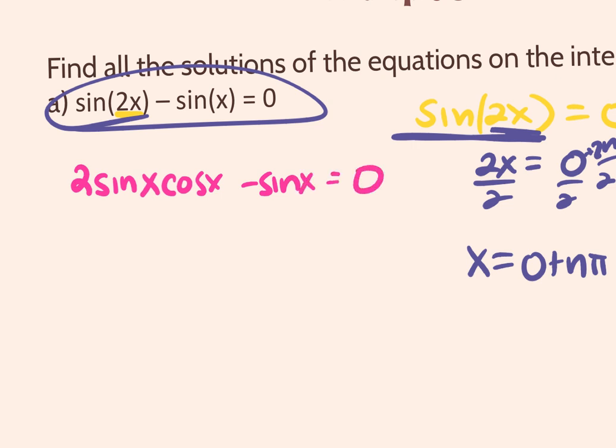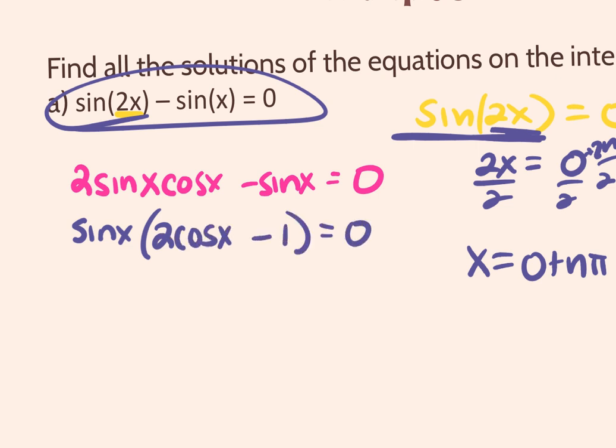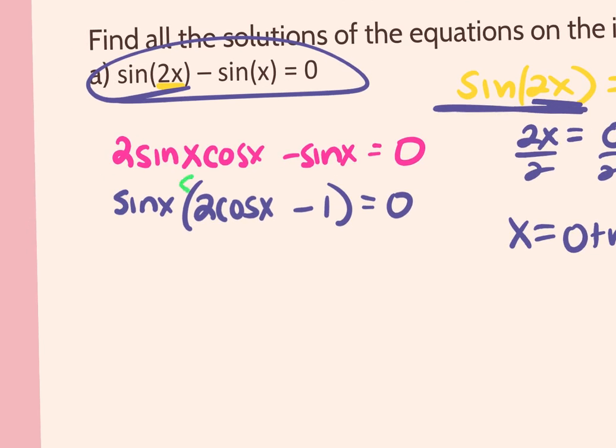Then what would you do? You can, but you can't divide by sine x because you'll lose it. So rather than do that, I would say factor it out. Take out your sine x, and I'd get 2 cosine x minus 1 equals 0. And now I split and solve.